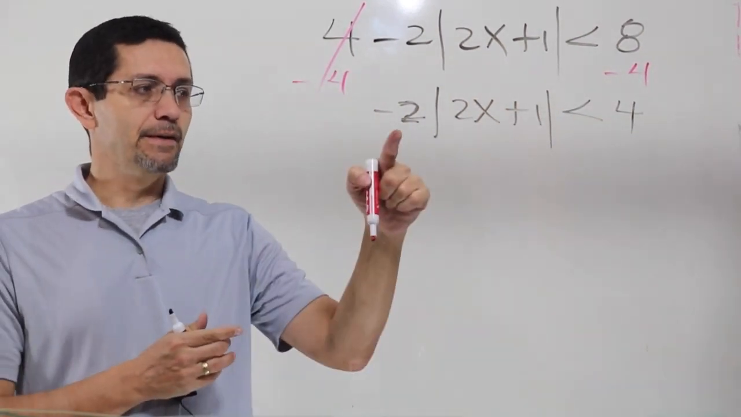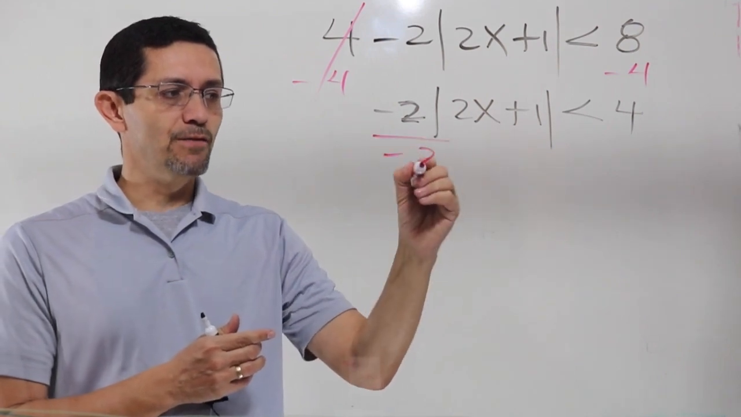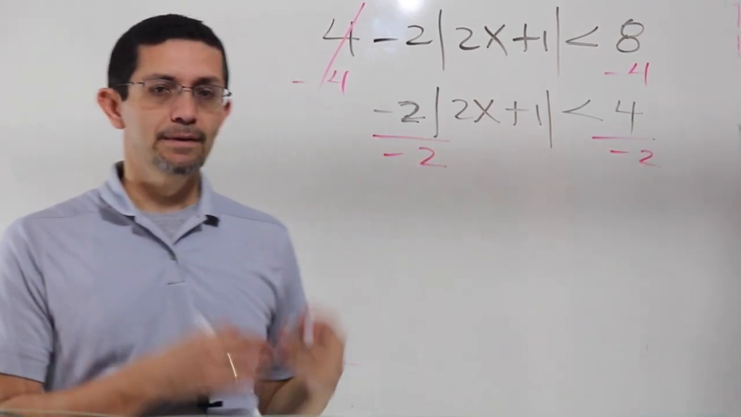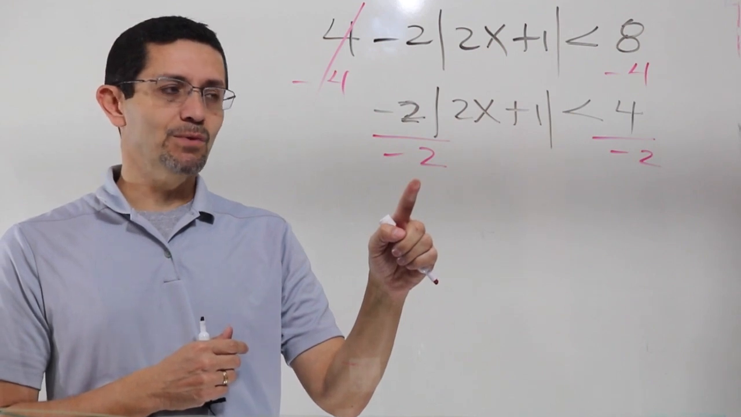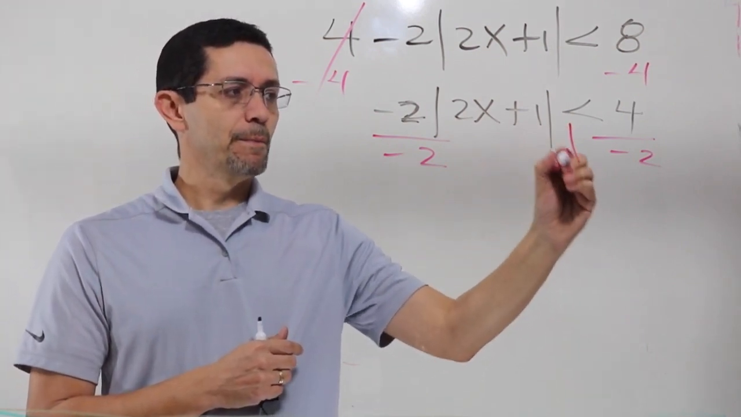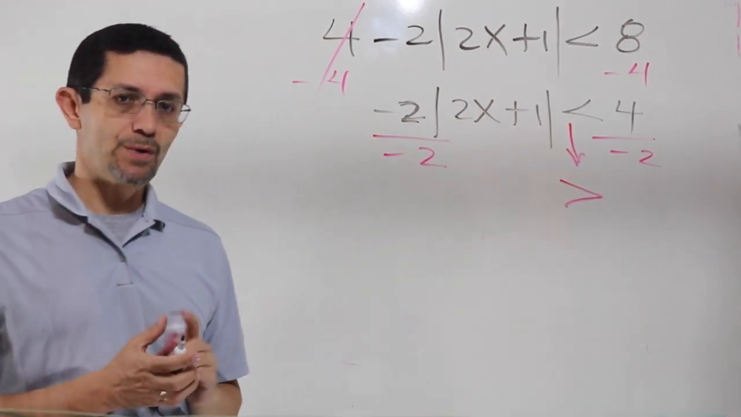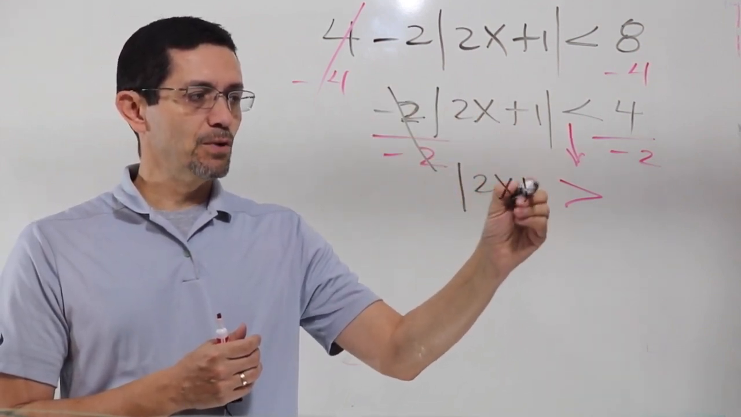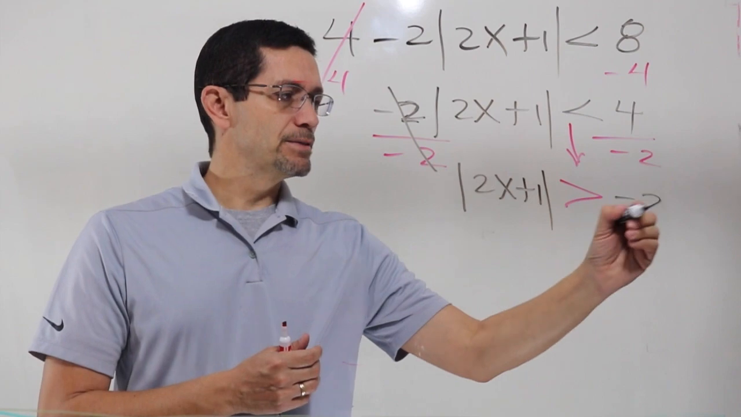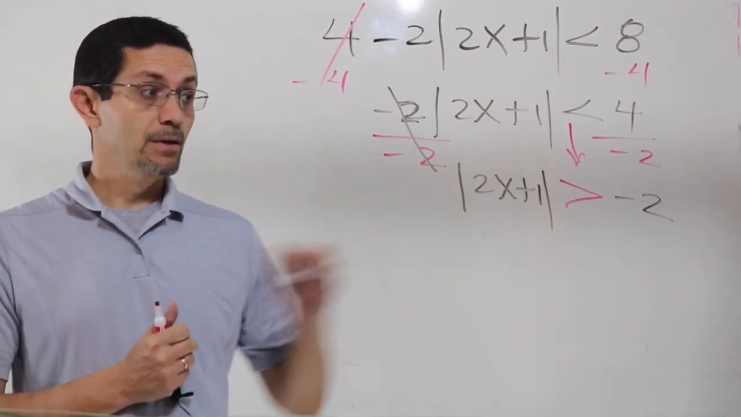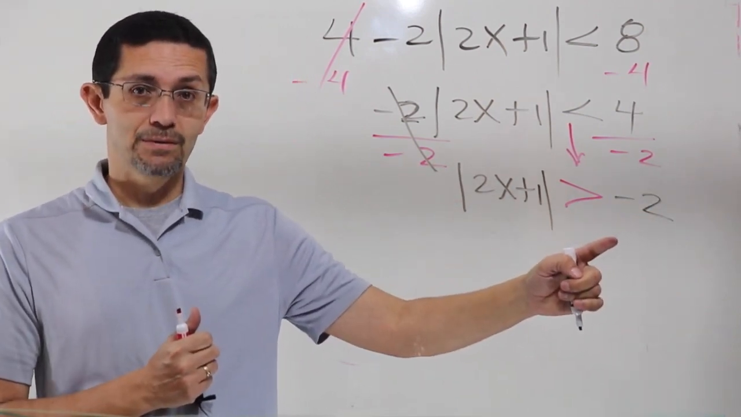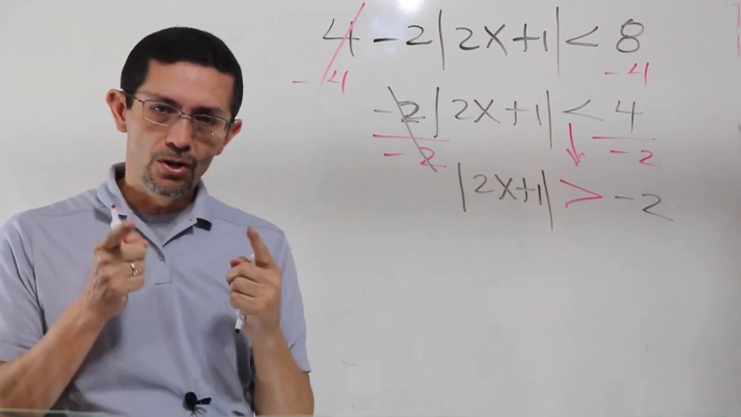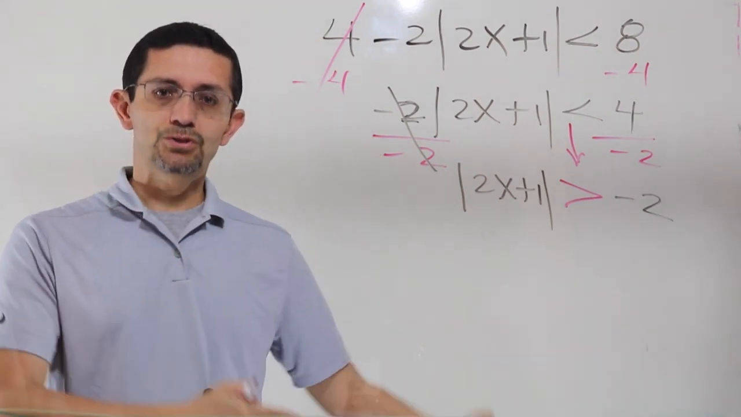Next, negative 2 is multiplying the absolute value, so I divide on both sides. What happens when I divide by a negative number? My inequality symbol flips, changes direction. These two cancel out, and I have absolute value of 2x plus 1 is greater than negative 2. Okay? Oh, negative number. No solution? No. Just keep going and double check your answer.